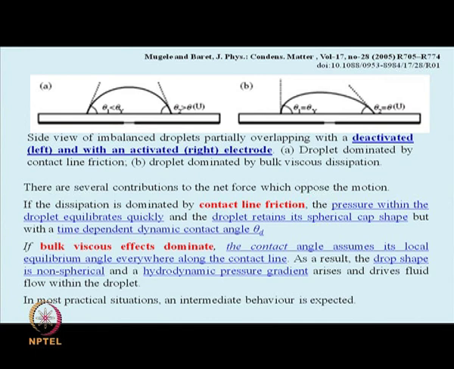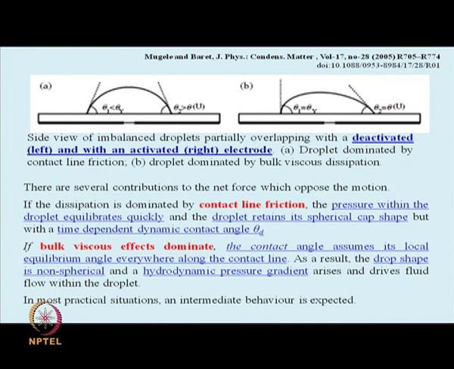So, you may have a situation in which there would be natural flow in the droplet from left to right, and this would give rise to motion of the droplet from the off electrode to the on electrode.